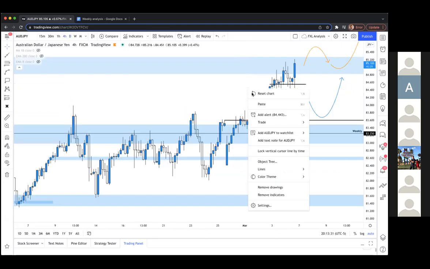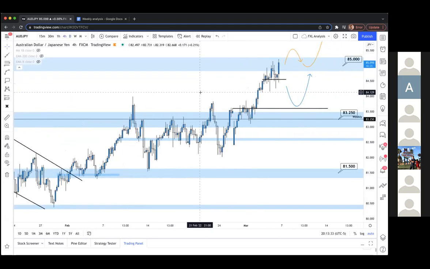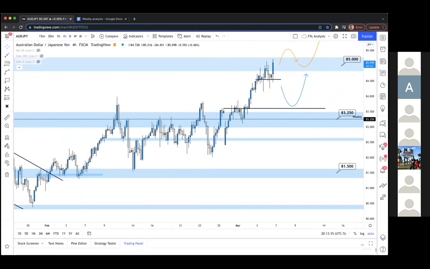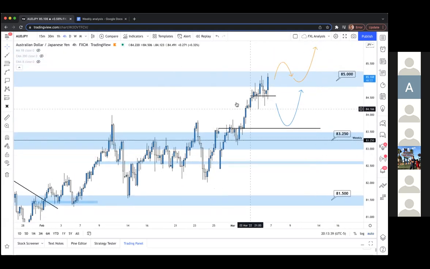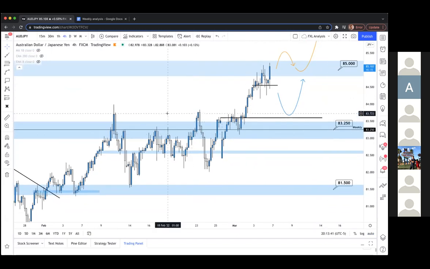So let's see what the 4-hour says. And here was that ranging at the weekly that I was just talking about. So this was a good sign that this was going to break bullishly, break this weekly level.